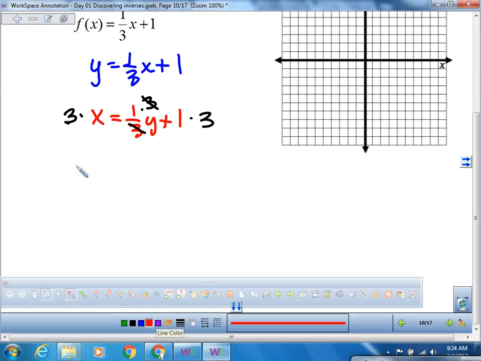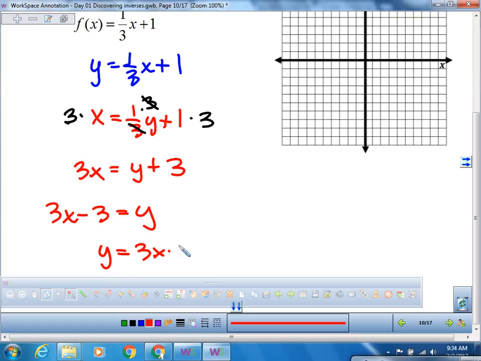And then I have 3x equals y plus 3. Everybody agree? Now I subtract the 3, and I get 3x minus 3 equals y, or y equals 3x minus 3, which is what most of you had. Good job. I'm going to pass out the homework.